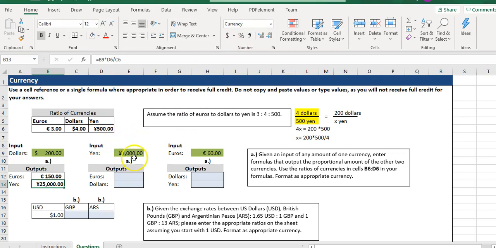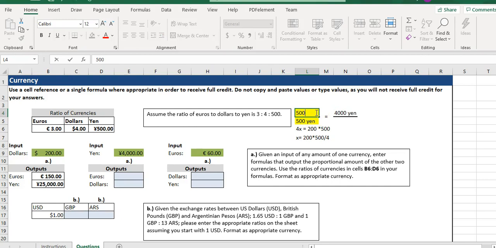Okay, so now for the next set of problems, for the next two parts, you're given yen and you want euros. So the difference here is what you're given over here. You're given yen, right? So what's changing is what we have over here. We have 4,000 yen. So that means the number on top here has to be yen, right? It can't be dollars, it's got to be yen. Since I have yen here, I have to have yen here.